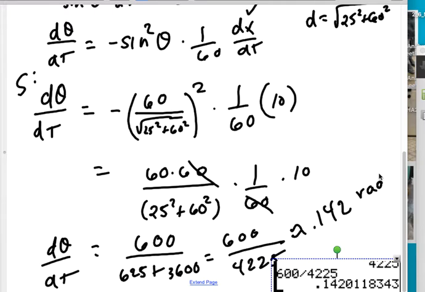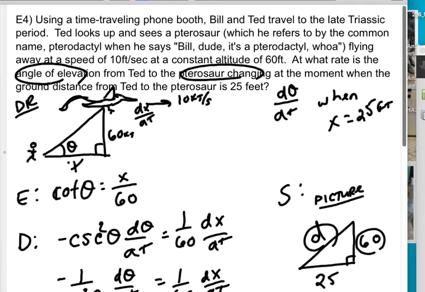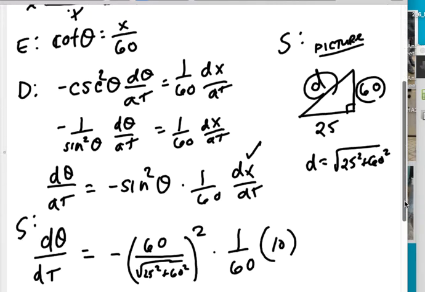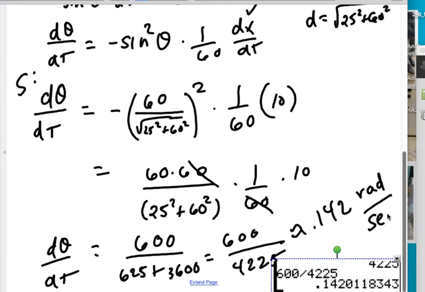And our angles are always in radians, and in this problem, our time was in seconds, I think, but we're going to go up to check. 10 feet per second, so time per second. So your angles are always in radians in calc. Okay, and there you have it.